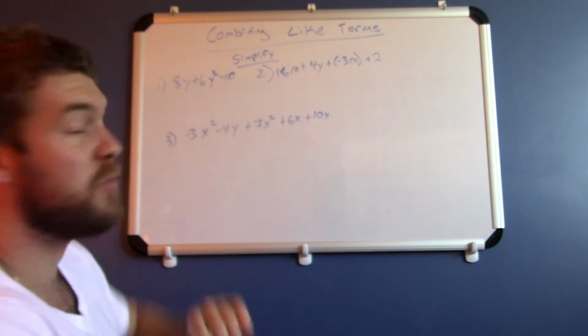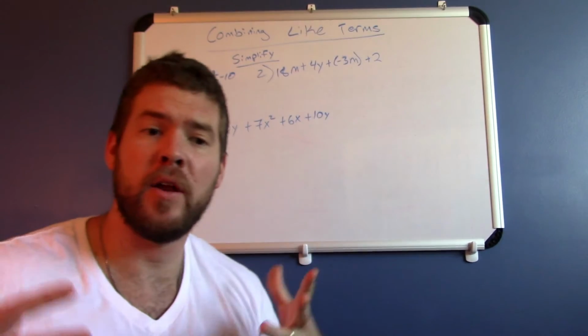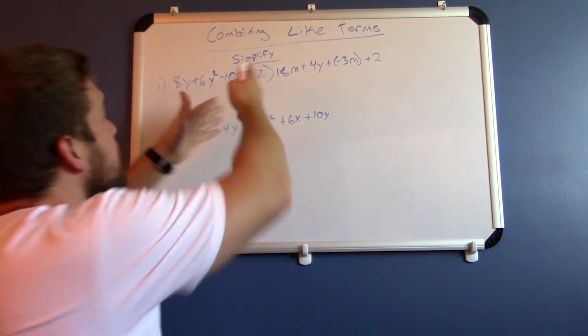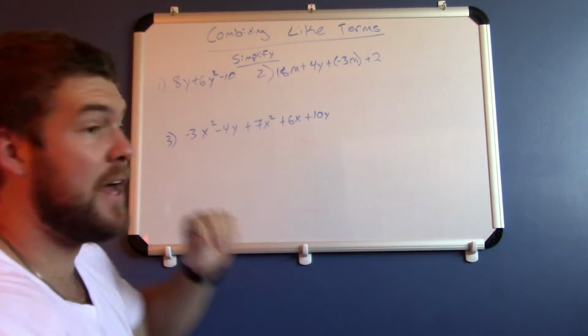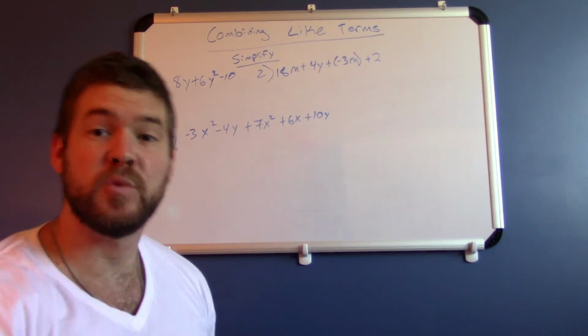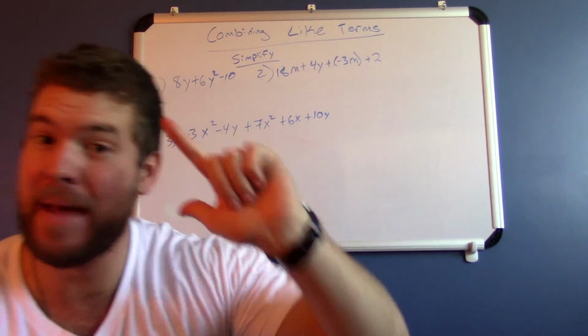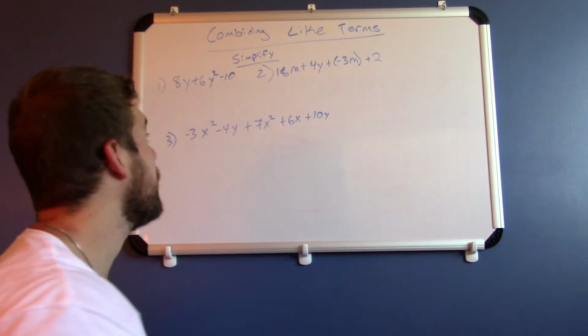Today we are going to learn about combining like terms. We're going to simplify these expressions, and when we combine like terms, we're going to find what sections of the expression have the same variable, as well as the same variable with the same exponent. That's important. Those are two facts you want to remember.